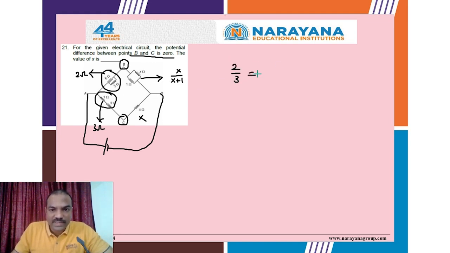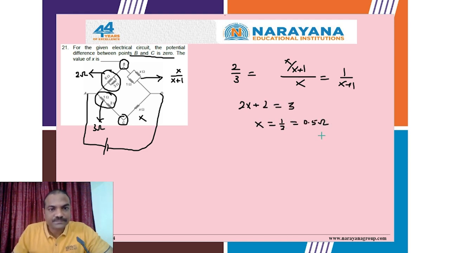So that means 2 by 3 on the left side ratio will be equal to X by X plus 1 by X. It will be how much? 1 by X plus 1. So then if I cross multiply, I'll get 2X plus 2 is equal to 3. Then X value is equal to 1 by 2, which is nothing but 0.5 ohm. Yeah. So I don't think that this is an integer question.